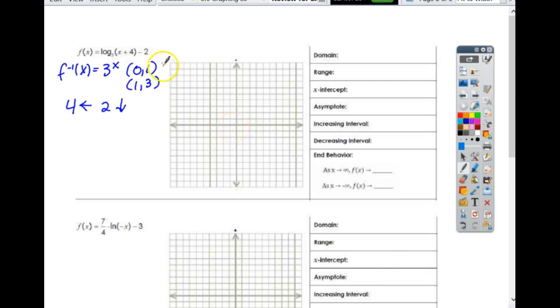So instead of 0, 1, I'm going to start at 1, 0. And I'm going to go 4, 1, 2, 3, 4, and down 2. And instead of 1, 3, I'm going to start at 3, 1. I'm going to go this way and down 2. And my asymptote, which is up and down, would get shifted 4.